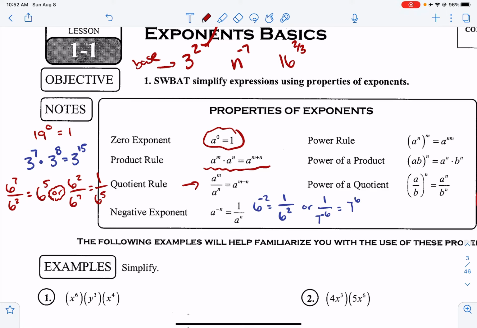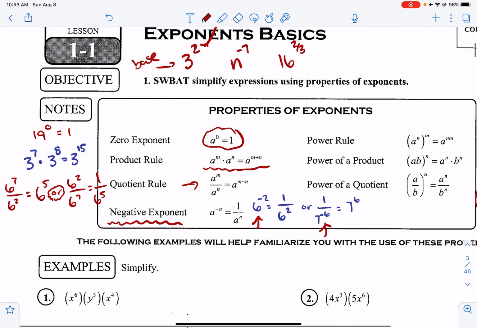Negative exponent. This is one of my favorite exponent rules because it's very powerful. We don't like negative exponents, and it's really easy to get rid of them. All you have to do is move it up or move it down a fraction bar. So right here we have 6 to the negative 2. I don't want negative 2. I want positive 2. So all I do is move it to the bottom. Or if the negative's on the bottom, 1 over 7 to the negative 6, I just move it to the top, and now it's a positive. So wherever it's at, you can move it, get rid of it, nice and easy, okay?